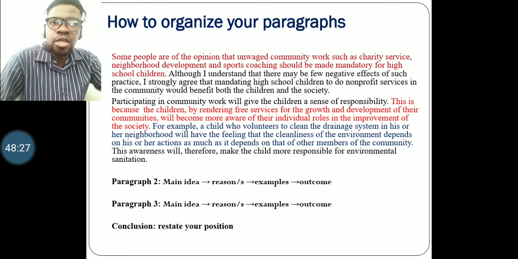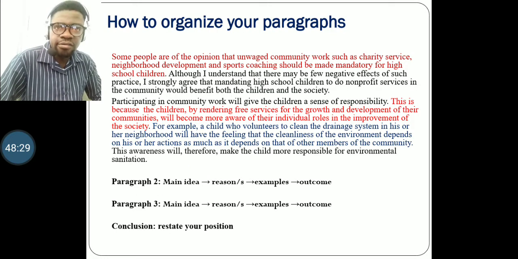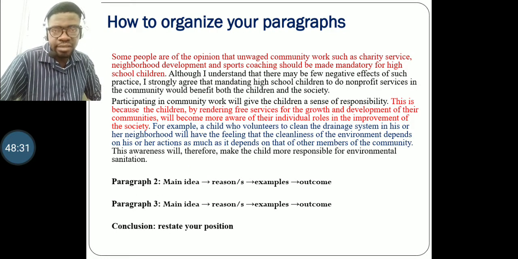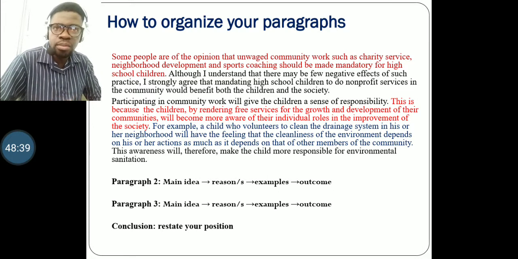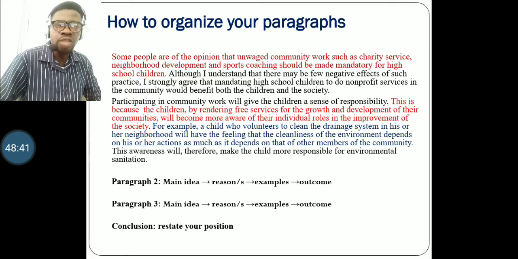Your concluding paragraph might not follow that pattern. Your concluding paragraph and the opening paragraph are similar. Remember, the conclusion is simply a summary. So the summary will just restate your opening paragraph.